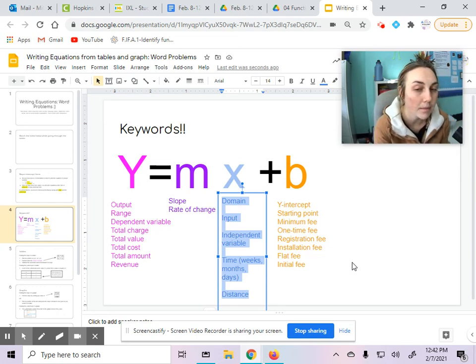If you're reading word problems, that's going to be known as your starting point or your minimum fee, one-time fee, registration fee, installation fee, a flat fee, or initial fee. So basically, let's say a couple of weeks ago we did word problems comparing things, and Zanaya and Maggie were saving up to buy AirPods. Well, we figured out that Maggie was saving $50 a week, whereas Zanaya was only saving $48 a week. So Maggie was saving more.